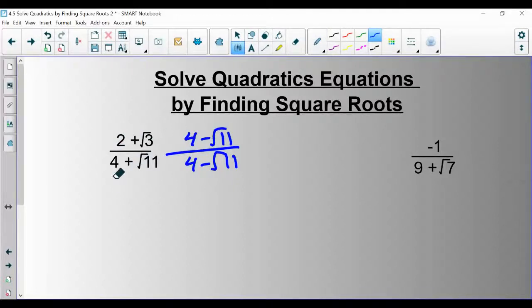We have to FOIL this numerator. 2 times 4 is 8. 2 times negative root 11 is just going to be minus 2 root 11, right? One's in a root, one's not. Write them next to each other. Pay attention to the signs. This would be plus 4 root 3. And then root 3 times root 11, those ones are both in roots. So we could just write this one as minus root 33.